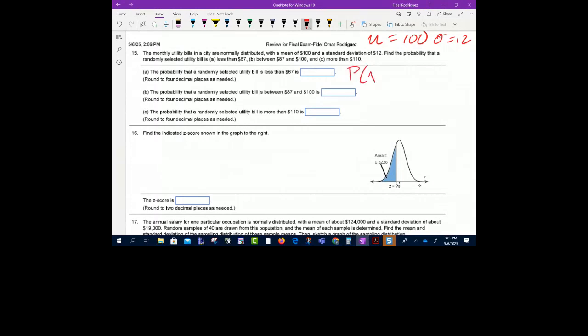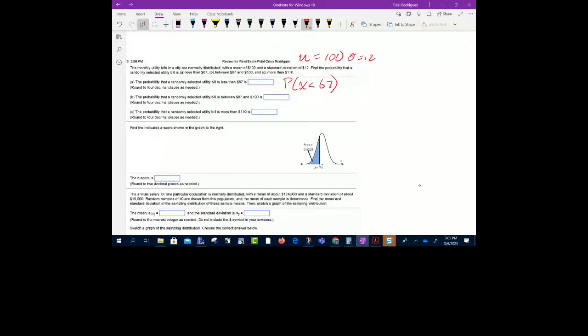Okay, so look, y'all, when we're trying to figure out what's the probability that our utility bill is less than 67, what we want to do with part A is convert that number to a z-score. Okay, so look, we're going to do this. Let's see if we can figure this out. So we're going to go z equals my x number in this case, my friends, 67, right?